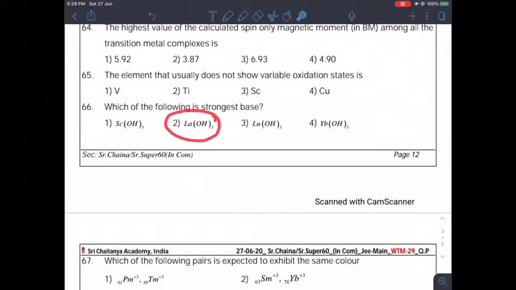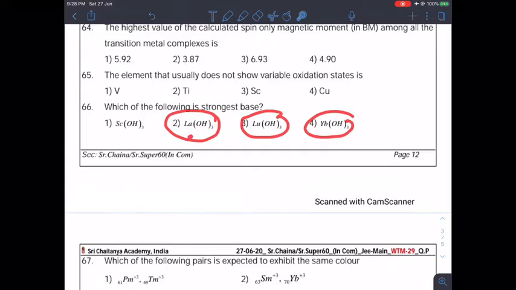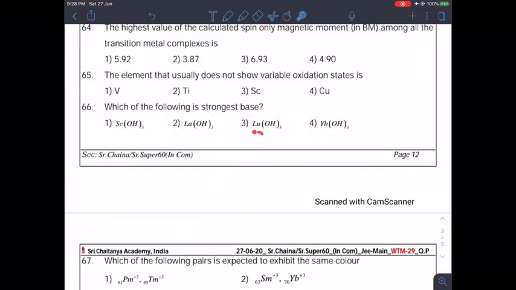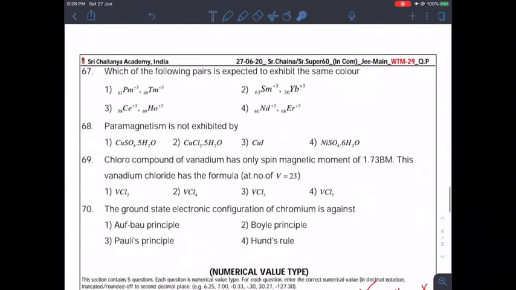Now if you look at the remaining elements, they are the elements of the lanthanoid series, obtained when you go from left to right: lanthanum, cerium, Pr, and so on. From left to right, once again the sizes decrease and polarizing power increases, so they will be more covalent. Since they are asking about the strongest base, I will go for lanthanum hydroxide.